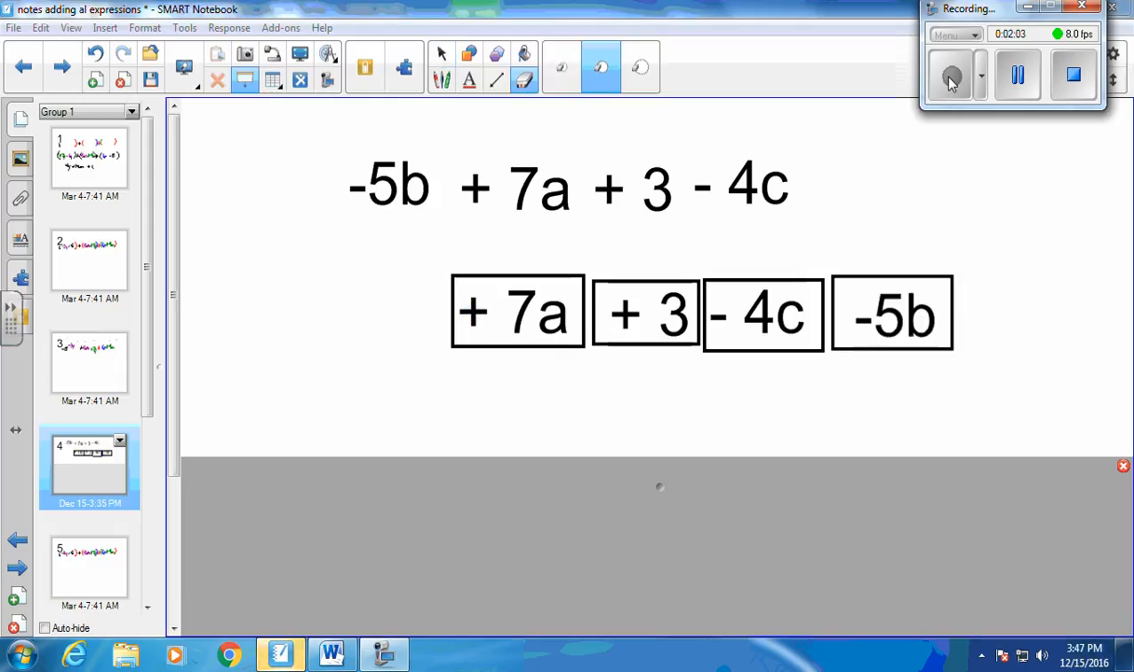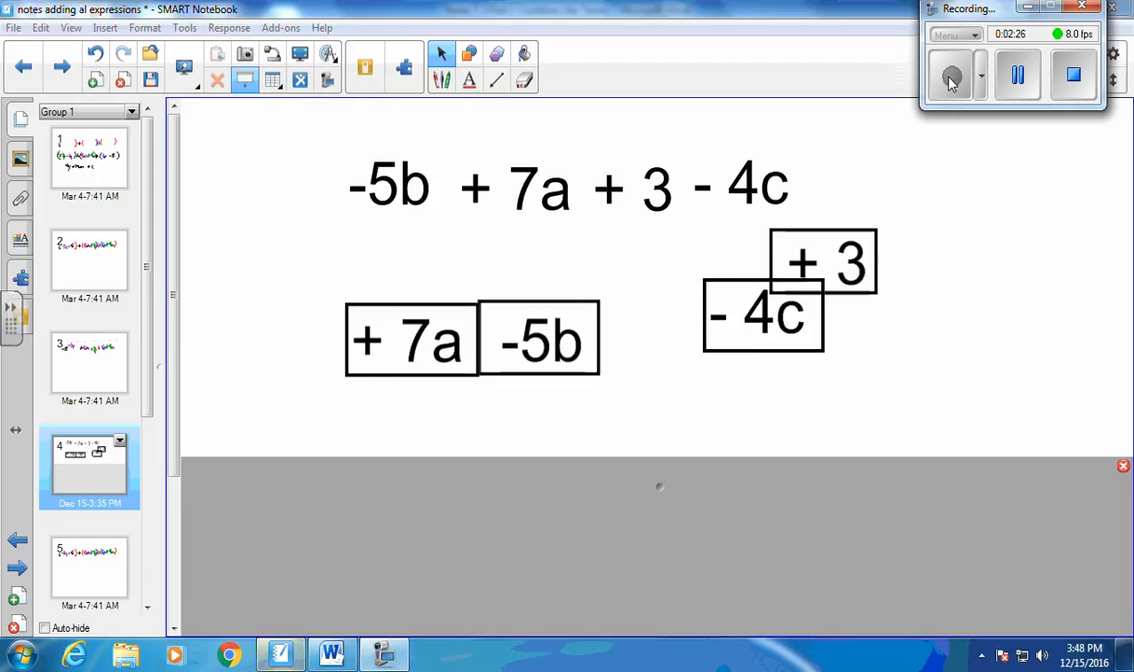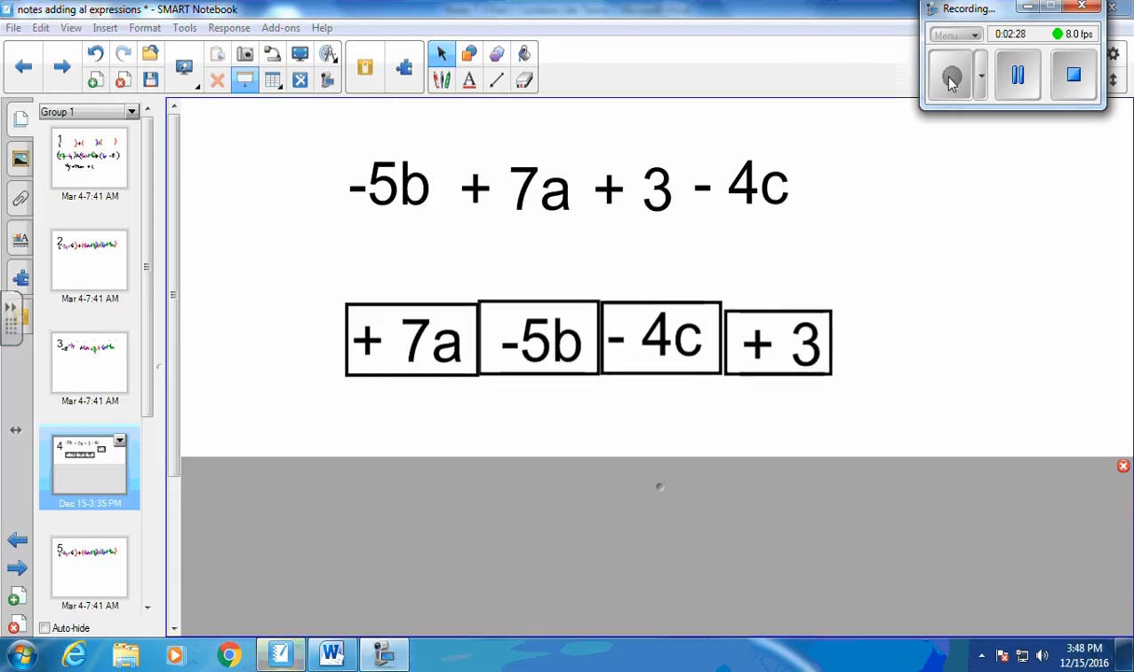What I'm just trying to show you is that eventually we're going to be rewriting our terms in like descending order. So I look at this and I see I have 3 different variables in 4 different terms. I also have 3 different coefficients, and I have a constant. I'm going to put these in order alphabetically. So I've got 7a, then the negative 5b, then the negative 4c, and the positive 3. If I was to rewrite this, it would say 7a minus 5b minus 4c plus 3. So it's just a little introduction to what we're going to be talking about.